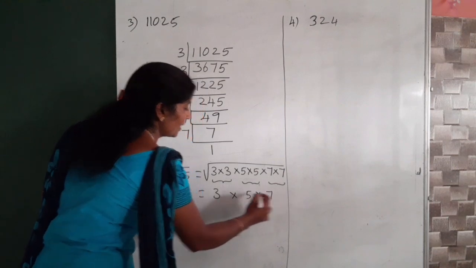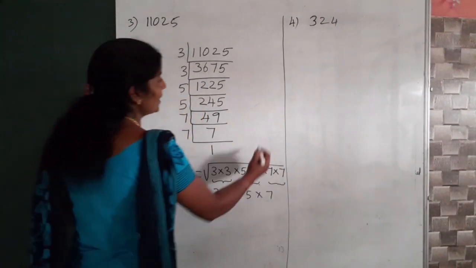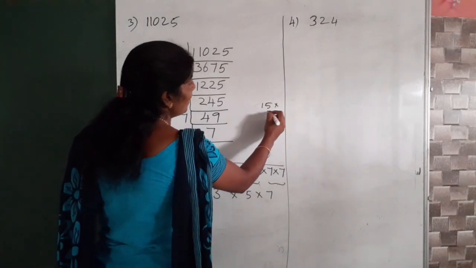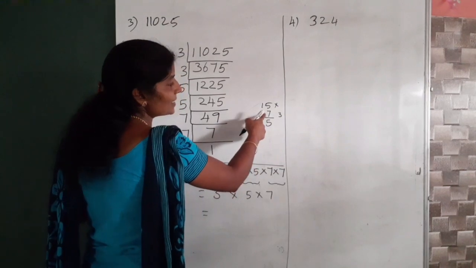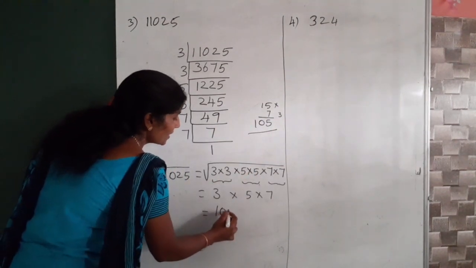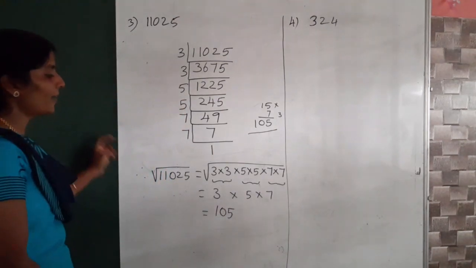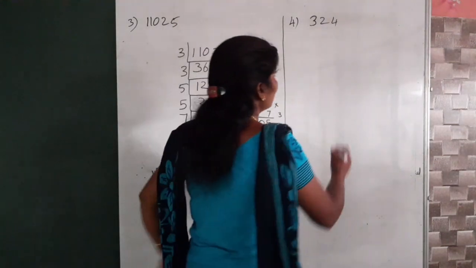into 7. Okay. Now 3 5s are 15. 15 into 7. You can multiply 7 5s are 35. 3 balance. 1 into 7 7. 7 plus 3 is 10. So 105 is the answer. Okay. 105 is the answer. Okay. Now fourth question.